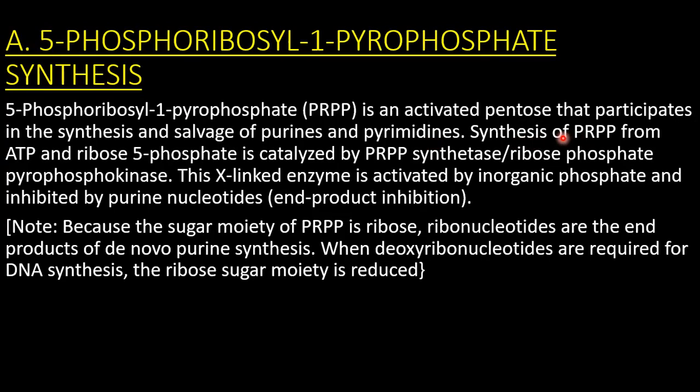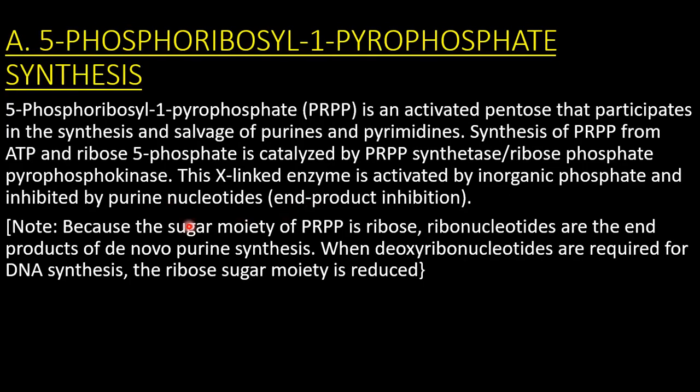Now, synthesis of phosphoribosyl pyrophosphate from ATP and ribose 5-phosphate is catalyzed by an enzyme known as phosphoribosyl pyrophosphate synthetase, also known as ribose phosphate pyrophosphokinase. This enzyme is usually X-linked, and it is activated by inorganic phosphate. But it is inhibited by the purine nucleotides, so there will be a feedback inhibition.